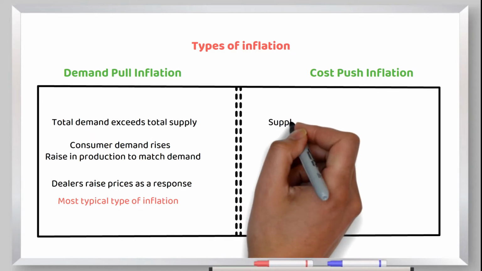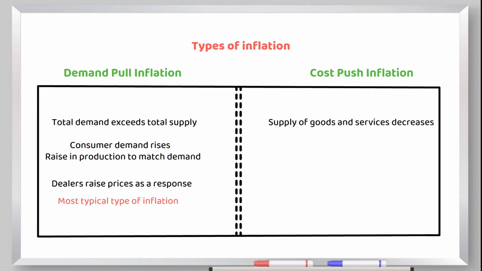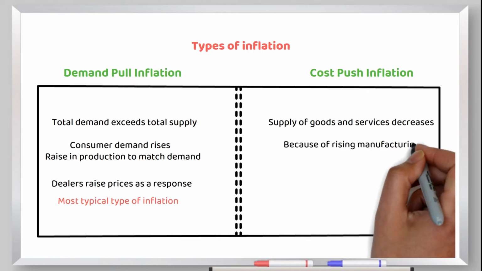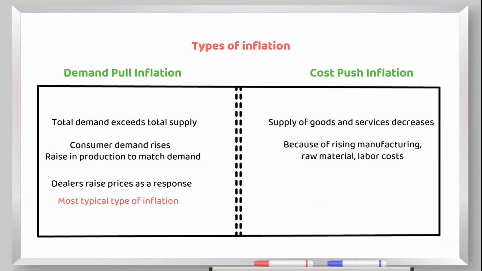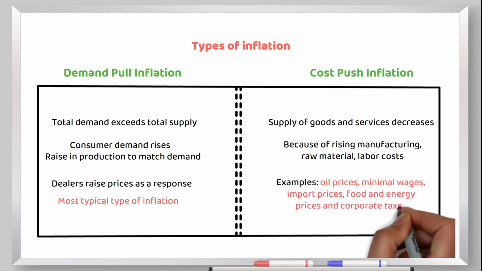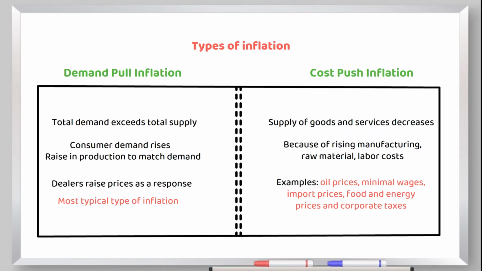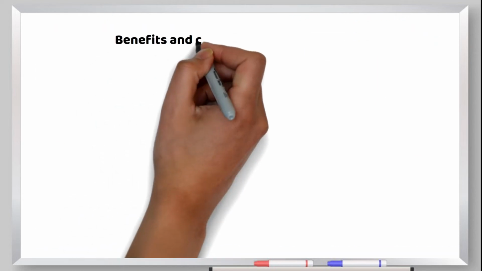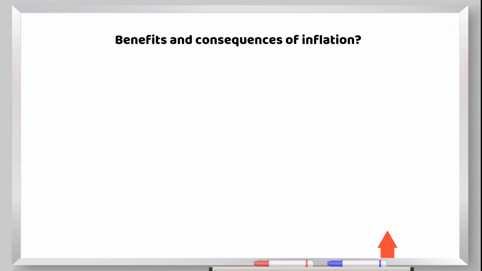On the other hand, cost push inflation occurs when the aggregate supply of specific goods and services decreases, usually because of rising manufacturing costs, raw material costs, or labor costs. Examples of cost push inflation are rising oil prices, minimum wages, import prices, food and energy prices, and corporate taxes. What are the benefits and consequences of inflation?